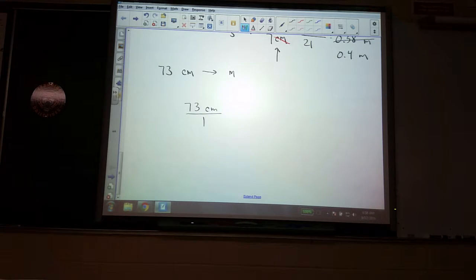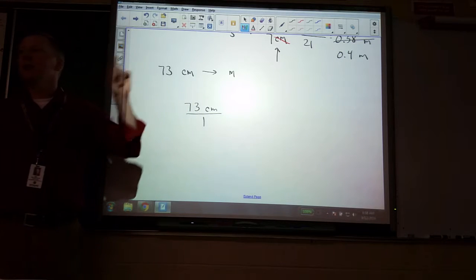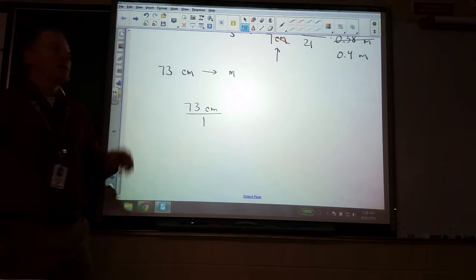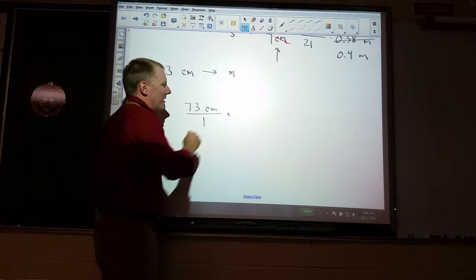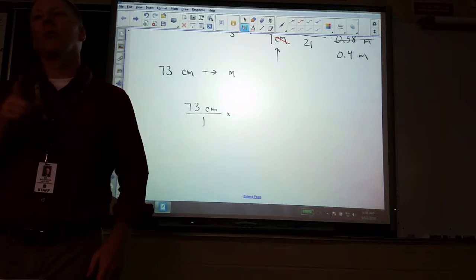We can multiply this by fractions, but the important thing is we don't want to change the value of this. We just want to change the units that it's reported in. So if we don't want to change the value, whatever fraction we multiply it by has to still equal 1.